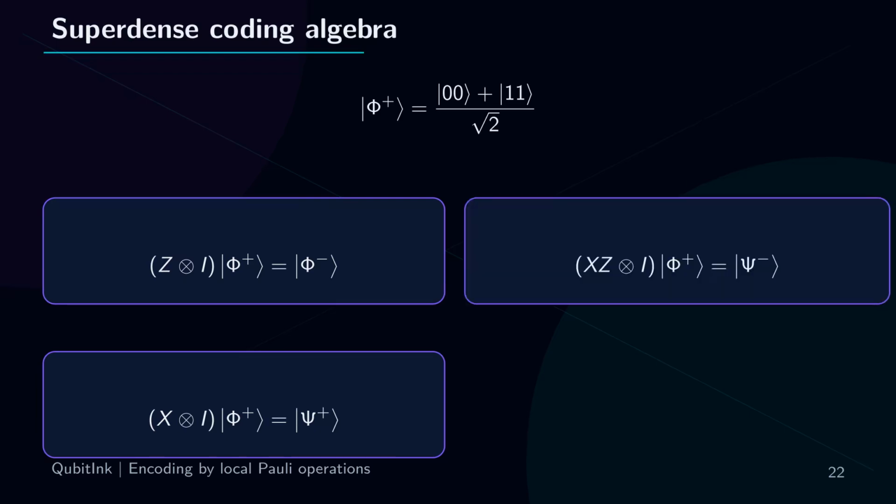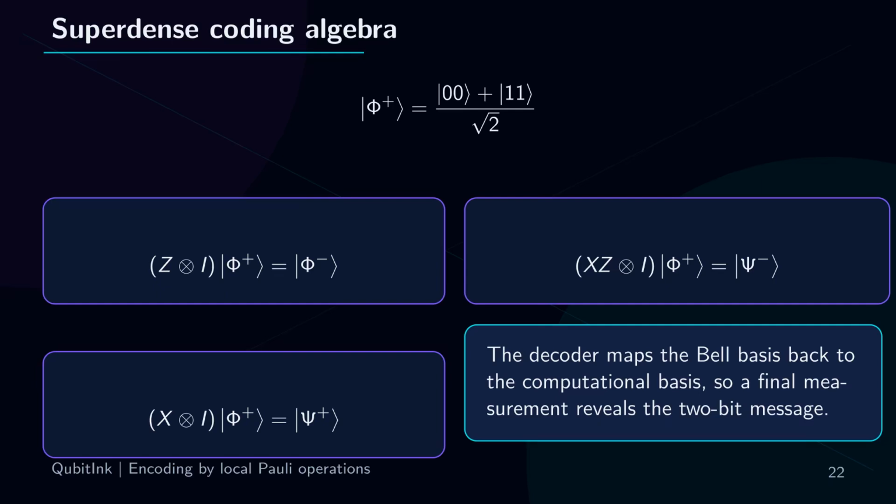So Alice's local Pauli operation selects 1 Bell state out of 4. Bob's decoder maps the Bell basis back to the computational basis. Then a final measurement gives the 2-bit classical message.